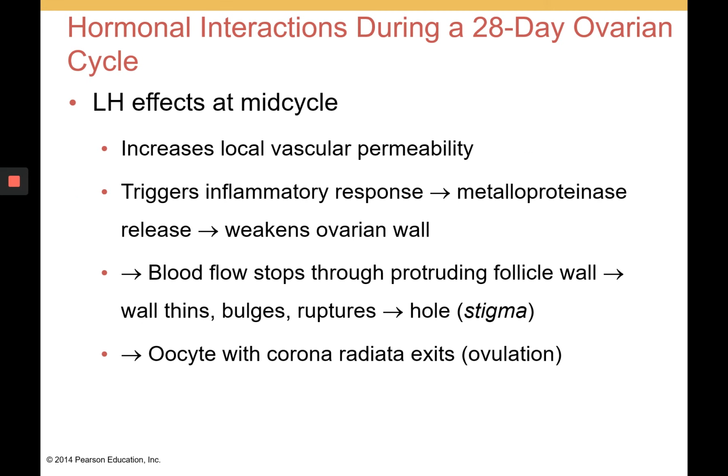So the LH, or luteinizing hormone, effects at mid-cycle include increases in local vascular permeability and inflammatory responses, which include metalloproteinase release, an enzyme that weakens the ovarian wall, so it's going to make it easier for the secondary oocyte to leave. It's going to stop blood flow to the protruding follicular wall. It causes this part of the ovary to almost die. The wall thins, it helps the secondary oocyte bulge, and then ultimately allows rupture, or a hole to form, a stigma. And the oocyte with its corona radiata is able to exit, and that's ovulation. And this is aided again by the luteinizing surge at mid-cycle.